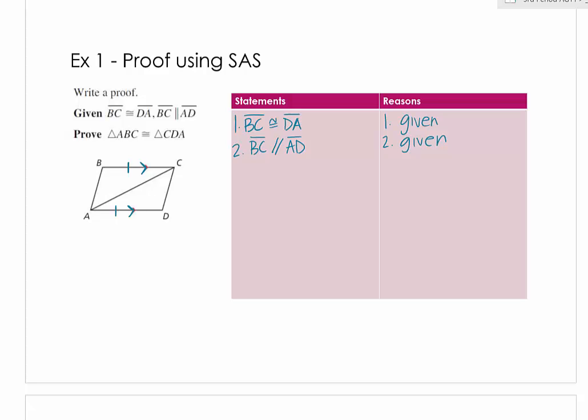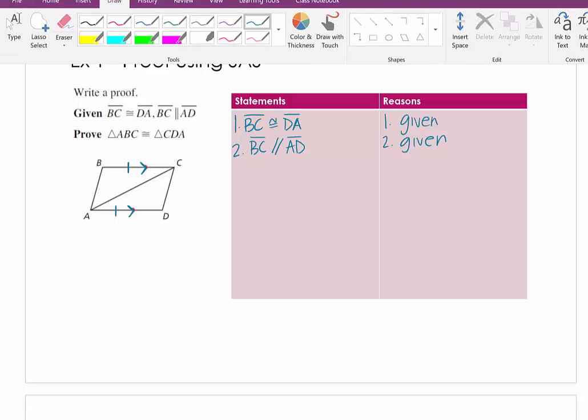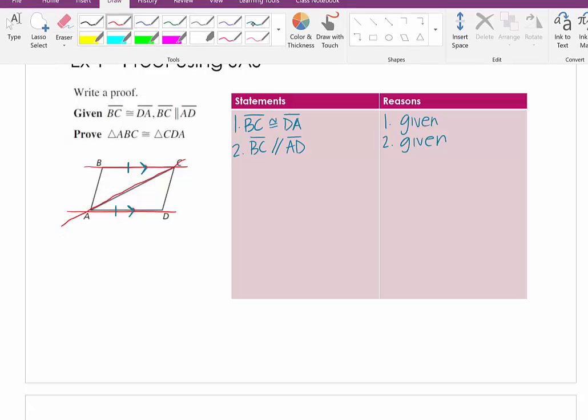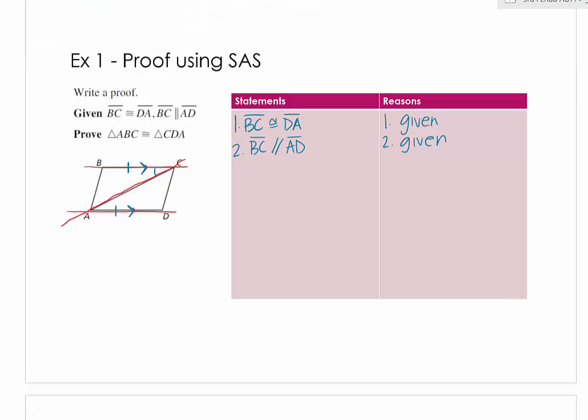Now, going from here, if we notice that we have our parallel lines, BC parallel to AD, and then we have this transversal here, we're actually creating alternate interior angles. So these guys here, BCA and CAD, would be congruent. So I went ahead and included that information for us here, that these angles are congruent.